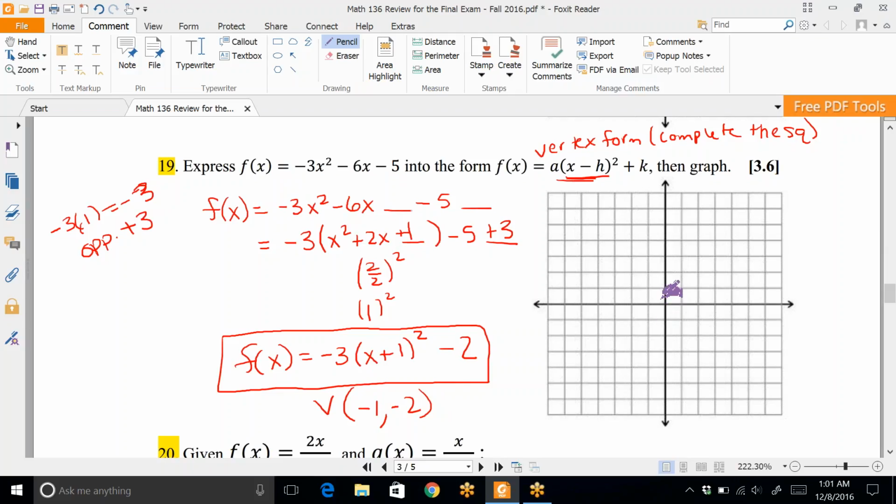I want to graph this, so I'm going to plot that point first. And I would need another point on one side of it so that I can form symmetry. The easiest point is just to plug in 0 for all the x's. And notice that that just equals -5. So the point 0, -5 is on my graph. And because of symmetry, there's an identical point on the other side of the vertex, the same distance away. So there's the graph for that.